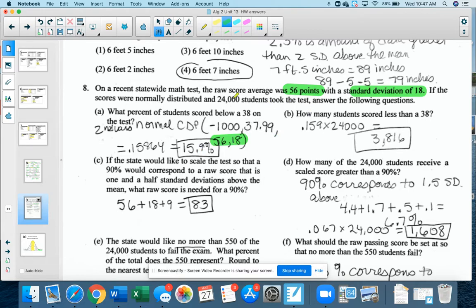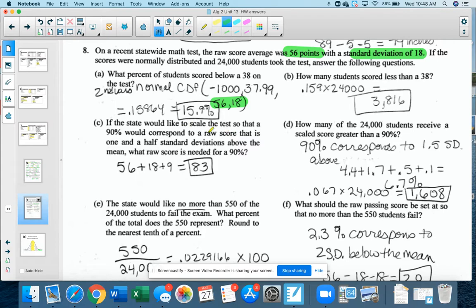Now, if 24,000 students took this test, how many students scored less than a 38? I'm going to take that 15.9%, or actually write it as 0.159, and multiply that by the 24,000 students, and that's 3,816 students who would have gotten a score less than a 38.